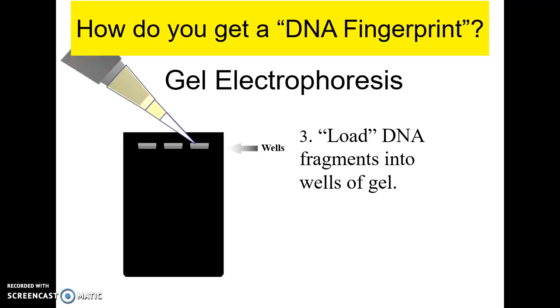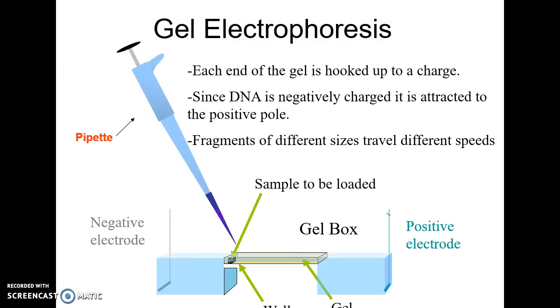Okay, those are your wells. That is a pipette that is going to insert some DNA. Okay. Each end of the gel is then hooked up to a charge. There's negative and positive electrodes. Since the DNA is negatively charged, it's going to be attracted to the positive. Negative and positive, just like when you're using magnets, just how you put in batteries. Okay? So the negative DNA is going to be attracted to the positive end.